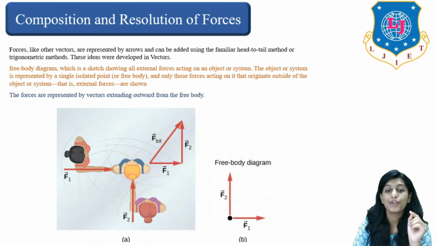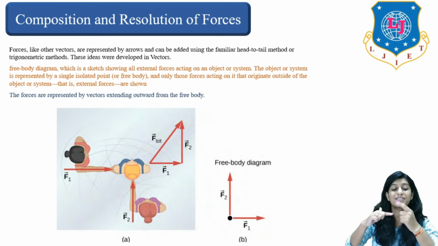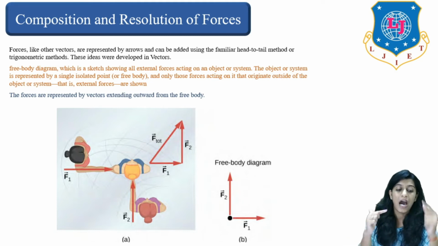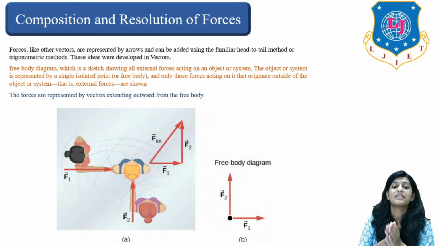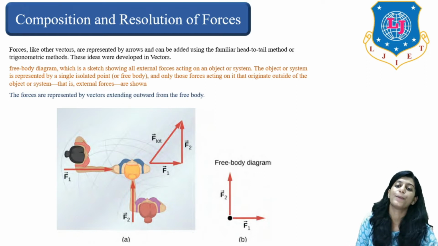And only those forces acting on it that originate outside of the object or system, that is external forces, will be shown on that particular body, right? We will only show all the external forces which are associated with that particular object. Now the forces are represented by vectors extending outward from the free body.